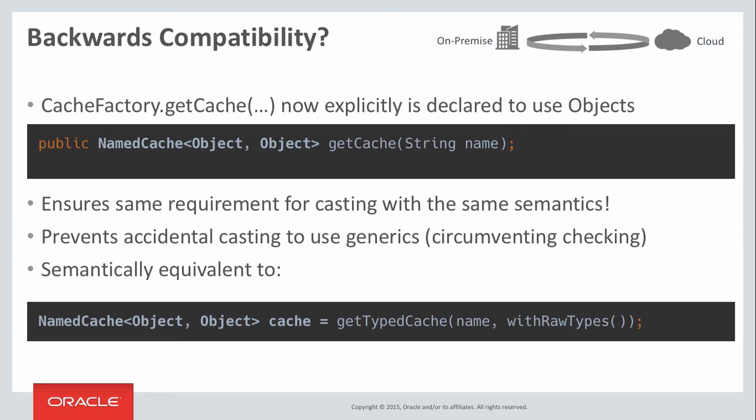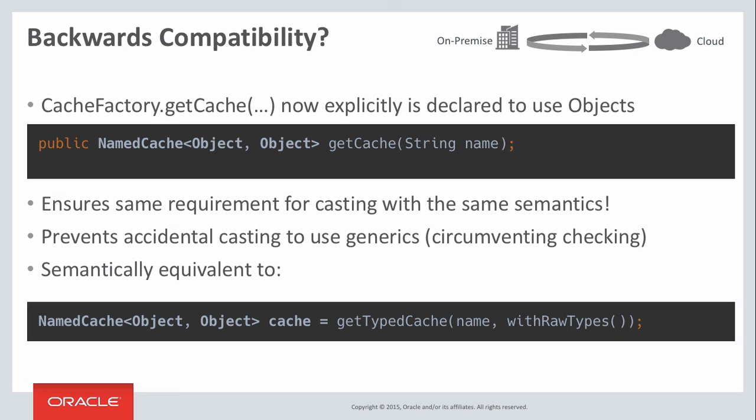Let's talk about backwards compatibility. So to maintain existing compatibility with existing applications that are using Coherence, specifically the existing get cache method, the signature has been changed to return a name cache of object, because that is essentially what it is. All existing applications that use name cache are actually using it in this form. So we made this change, and this importantly prevents anyone accidentally using generics by calling get cache.